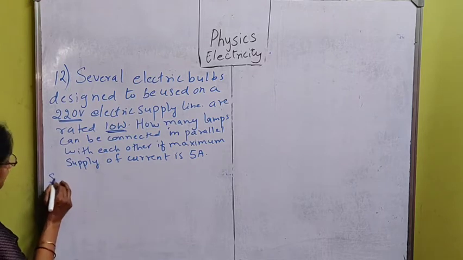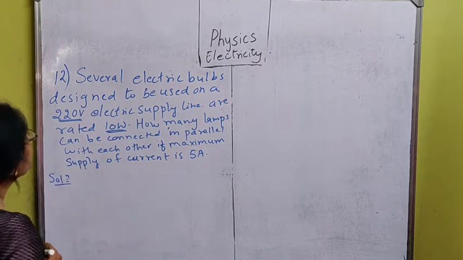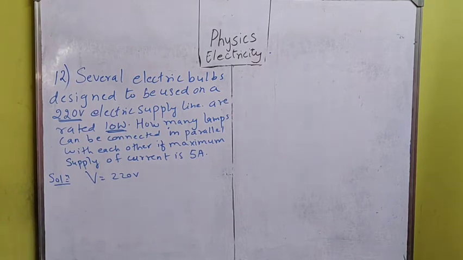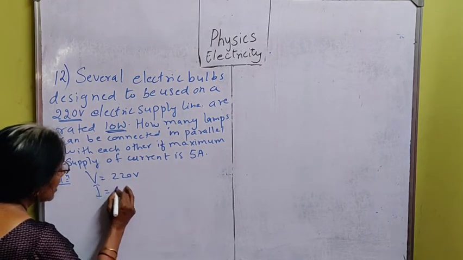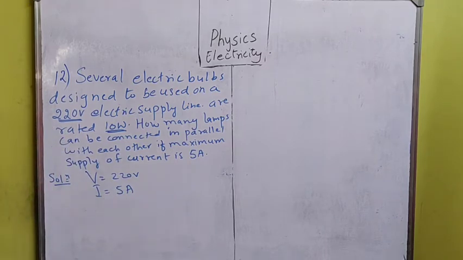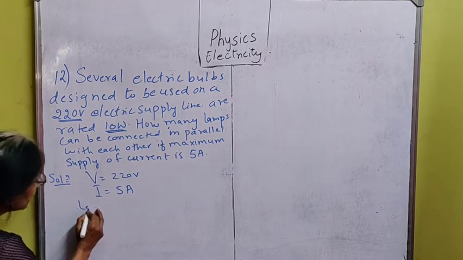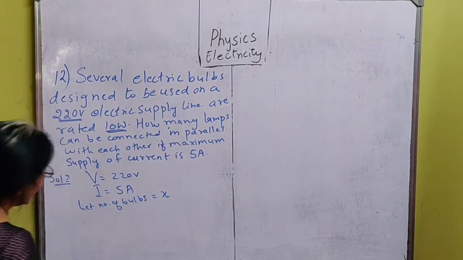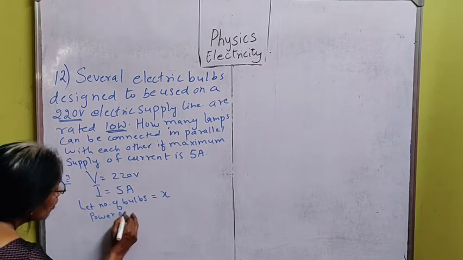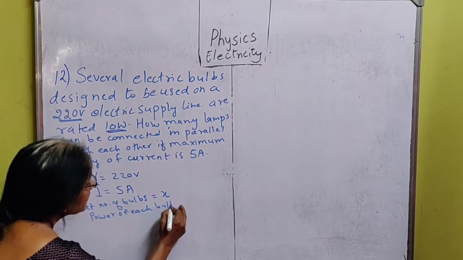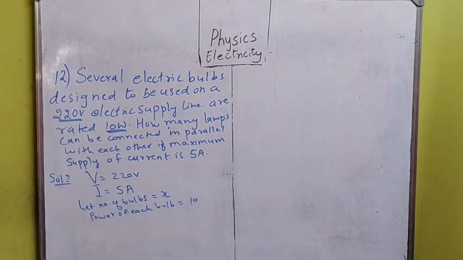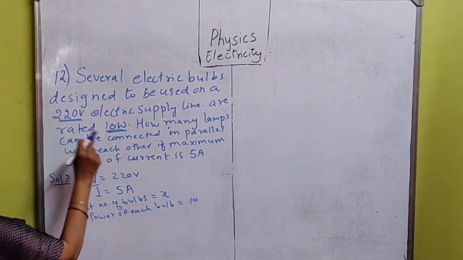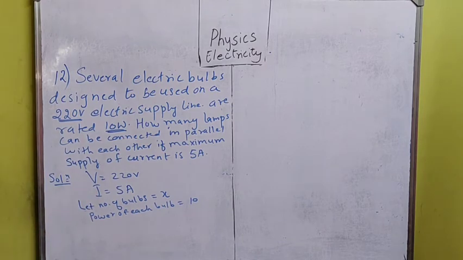So what is given? Let us first write it down. So solution. What is given first? Volt is given. So how much volt is it? 220 volt. That is potential difference. Then I is given. I is how much? 5 ampere. Number of bulbs is not given. So let the number of bulbs be X. Power of each bulb is given, equal to 10. So 220, 10 and I is given. So this much is given to you.